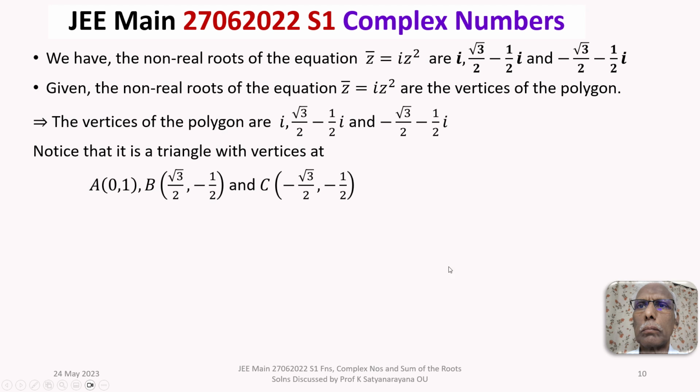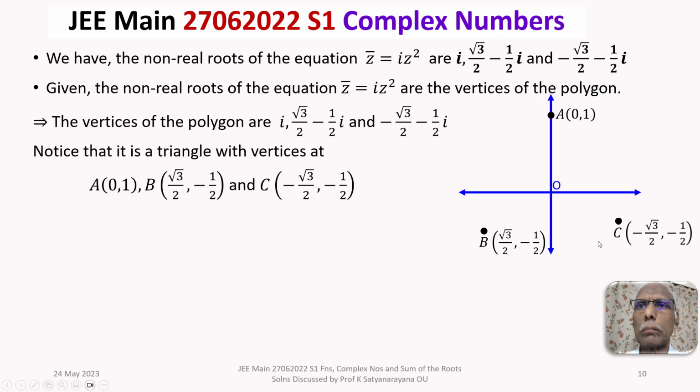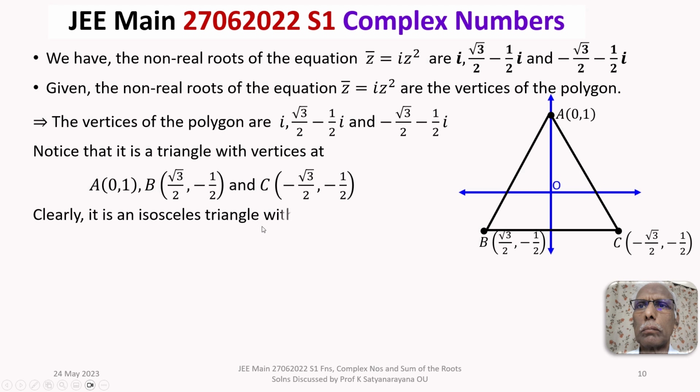Now let's plot this. That's the x-axis, y-axis, and that is the origin. A is here, B is in the third quadrant, and C in the fourth quadrant. Agreed. Now it forms a triangle, right? And we observe that it is an isosceles triangle with the base BC.